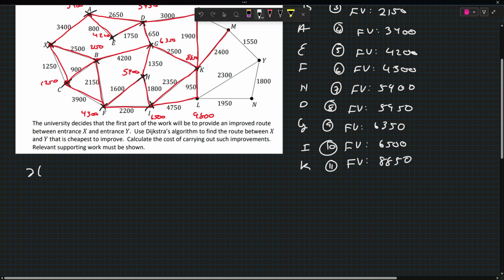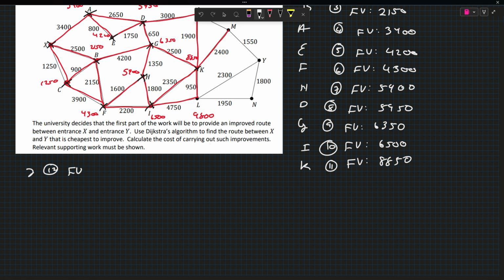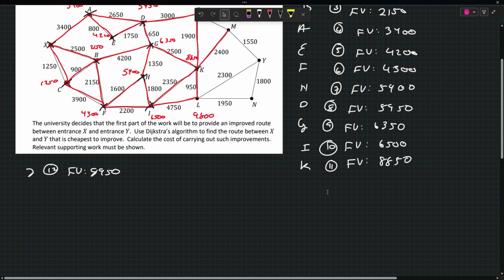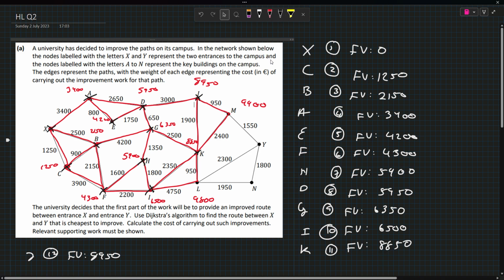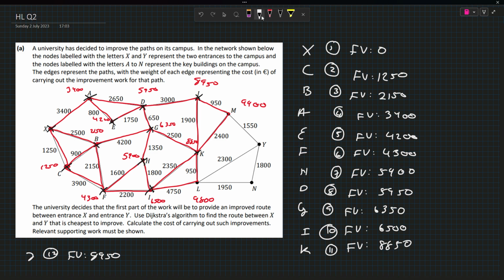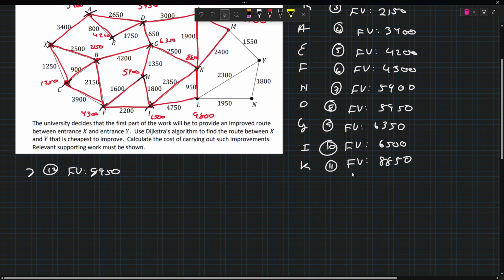So J, priority 12, final value of 8,950. So you can head to M for 950. 8,950 plus 950 is 9,900, which is vastly better. So 9,900 total. And that's the only way we can go from J that we haven't considered, so that's going to disappear. Now we have L and M to consider, L being better. So L gets priority 13, final value of 9,800.